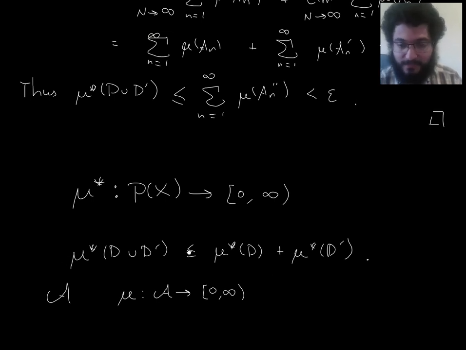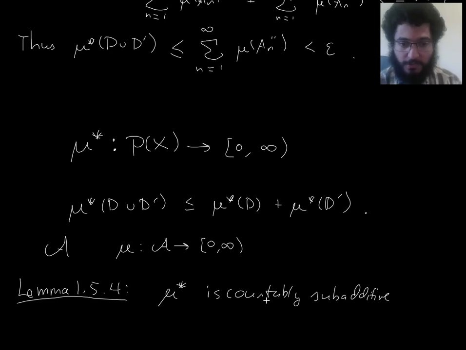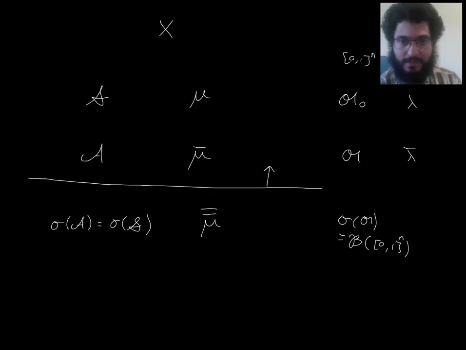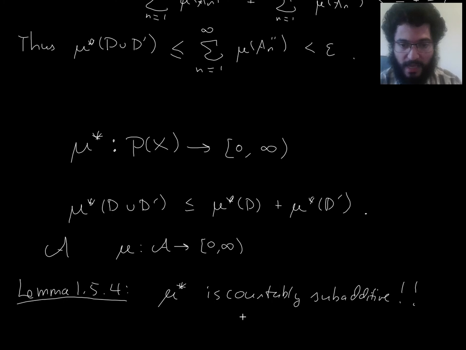So this implies that it's finitely subadditive, right? Because you can iterate inductively and say mu star of any finite union is bounded above by the sum of the mu stars. But in fact, mu star is countably subadditive. Even starting with this nothing information to begin with, the outer measure that you build in this way is countably subadditive. I really find this to be amazing.